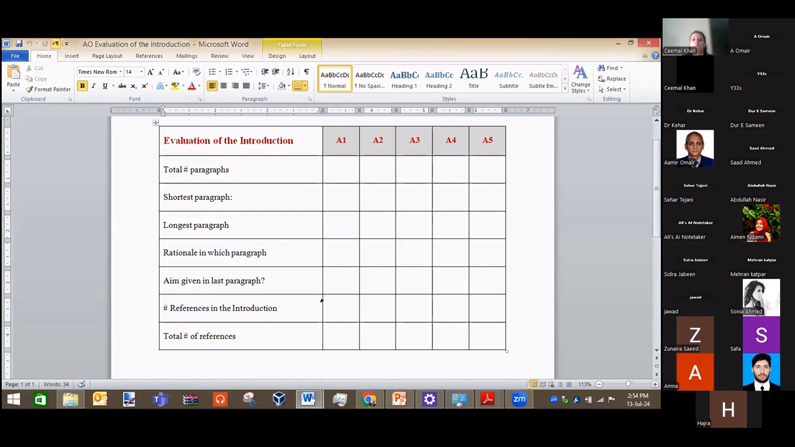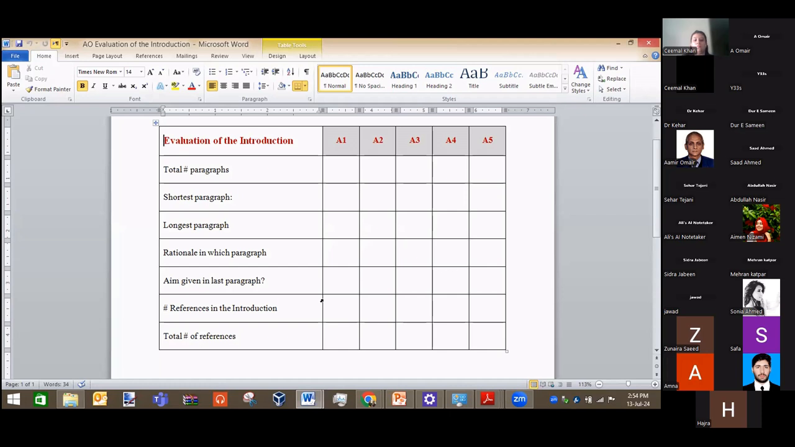Just take 5 articles, keep them in front of you. How many paragraphs are there? Which one is the shortest? Which one is the longest? This will help you in structuring your own writing. See where the rationale is given. That is the reason for doing the study. That must be there. It is usually the last or maybe the second last paragraph. Is the aim given in the last paragraph?